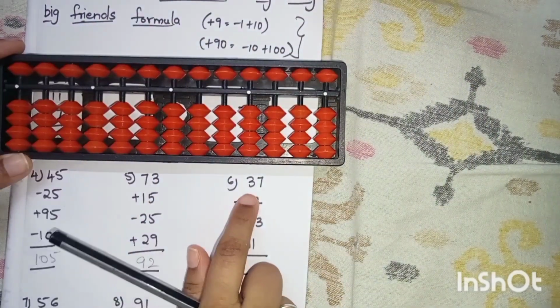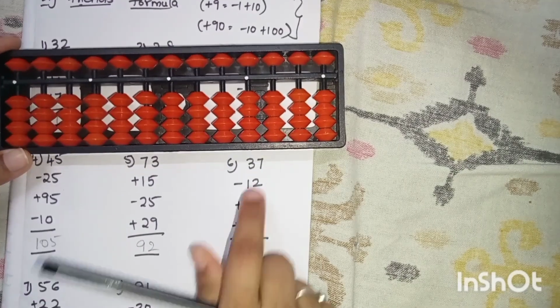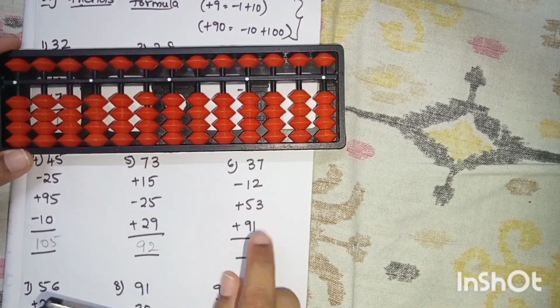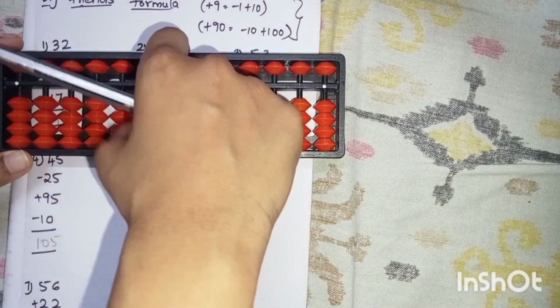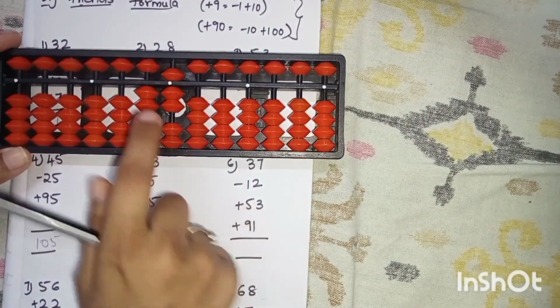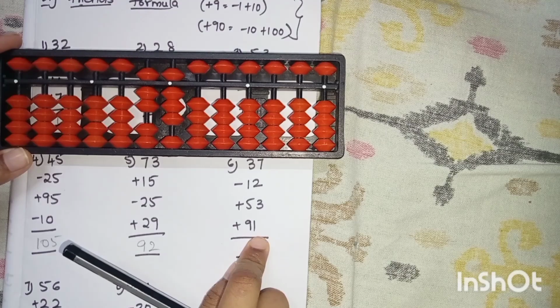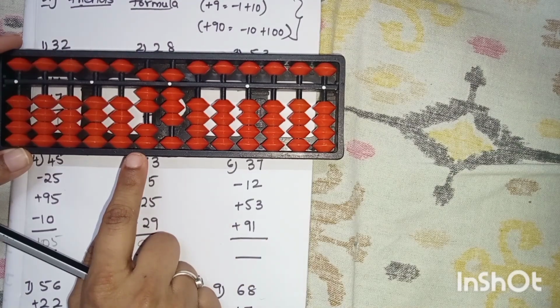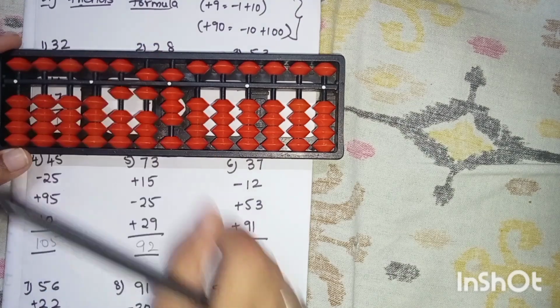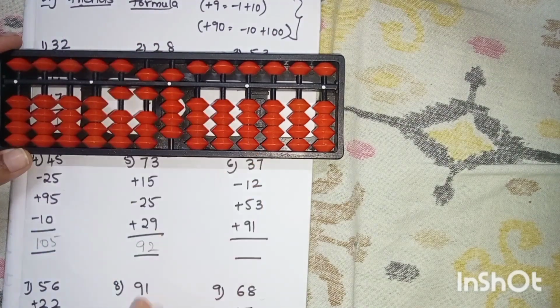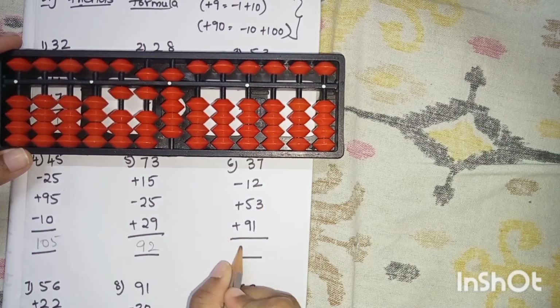Clear the scale. Sixth one, 37 minus 12 plus 53 plus 91. 37 minus 12 plus 53 plus 91. In the tens place, 90 is not available, so I am taking plus 90 is equal to minus 10 add 100. 1 in the ones place as it is. So what is the answer? 169.